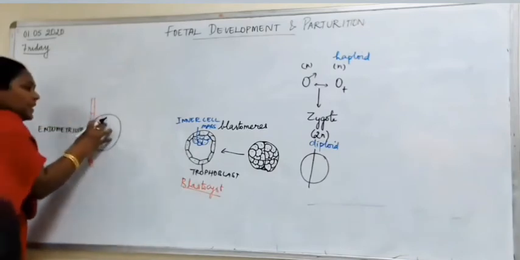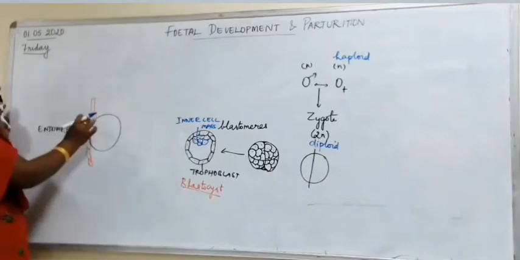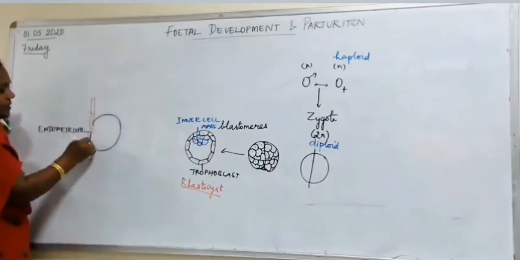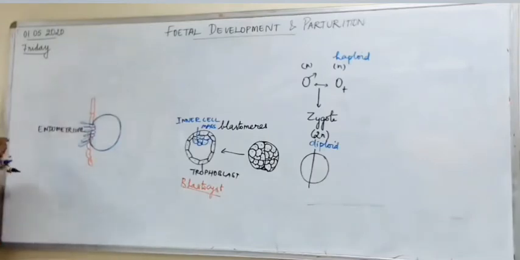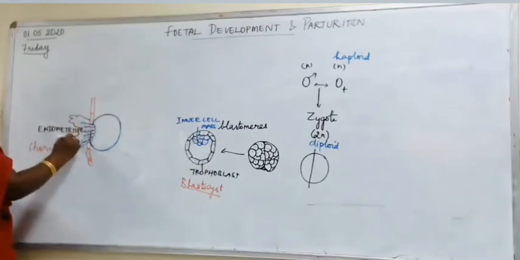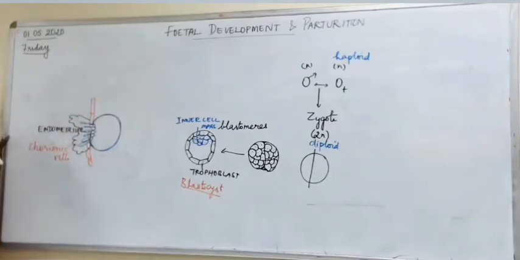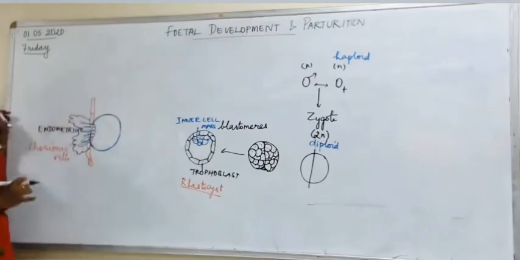So when it gets attached to the endometrium of the uterine wall, what happens here is, on the trophoblast layer, there are finger-like openings. What do you call that? Chorionic villi. This chorionic villi is surrounded by a structure called the maternal blood, and this space fully surrounds the chorionic villi.